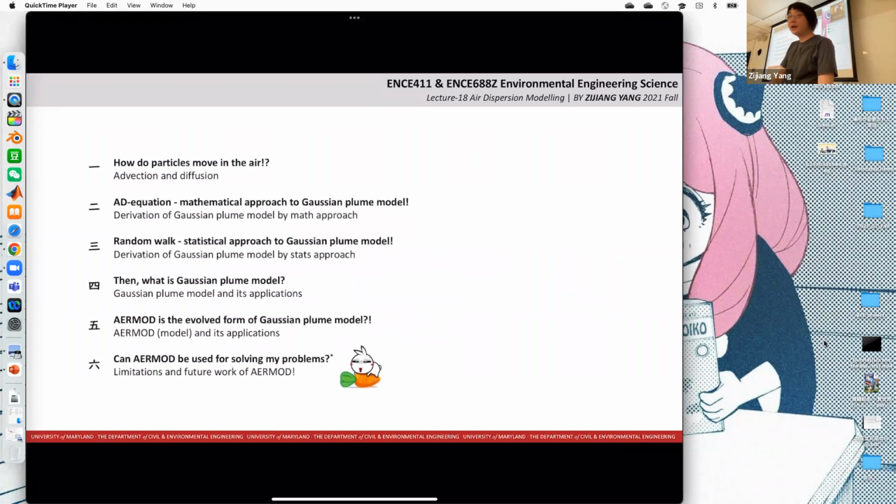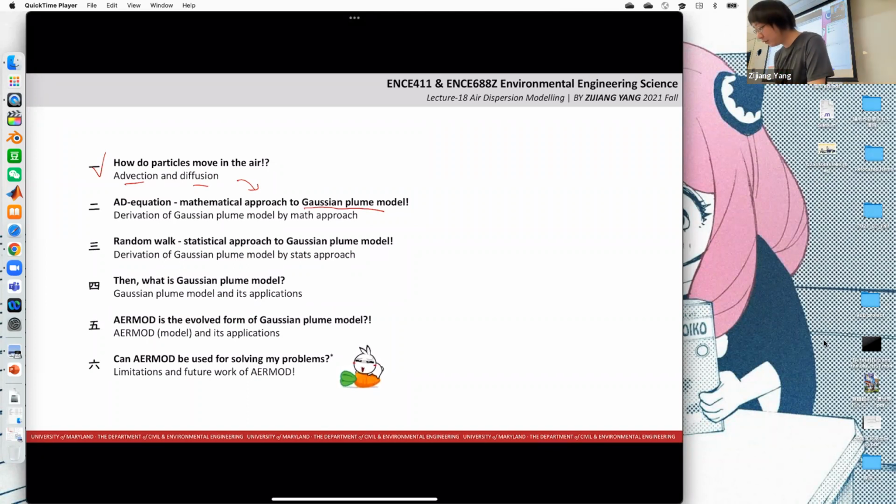Okay, anyway, so today we are going to talk about air dispersion modeling, but we are not going to focus on the math. I'm going to focus on the concept. First, I'm going to talk about the movement of particles in the atmosphere, which includes advection and diffusion. Then we are going to use these two concepts to derive a Gaussian plume model. This model is usually used to describe the movement of particles in the atmosphere.